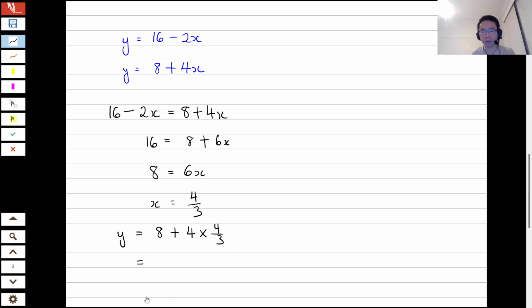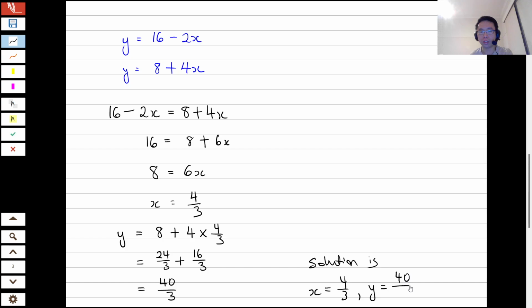And now I've got to work with fractions. I know that my answer is going to be out of 3. So I might as well convert to fractions out of 3. So 8 is the same as 24 divided by 3. And 4 times 4 over 3 is 16 over 3. So my final solution is x equals 4 over 3 and y equals 40 over 3.